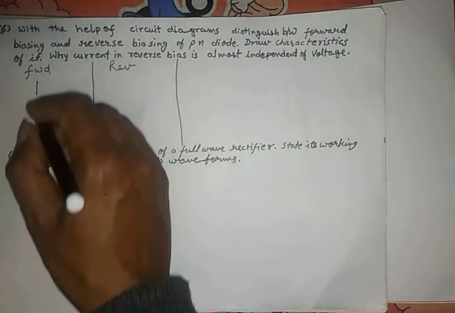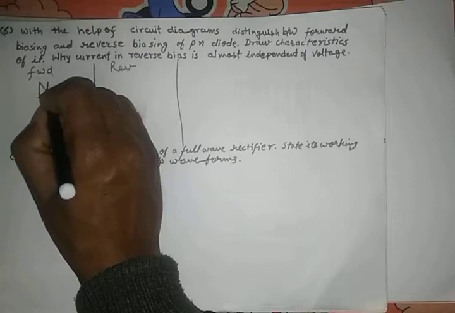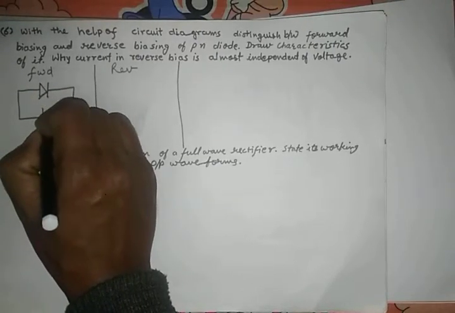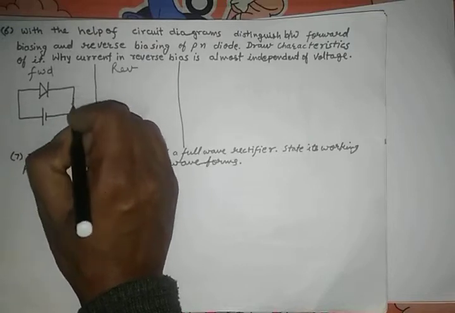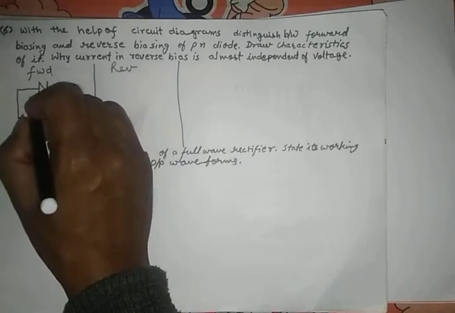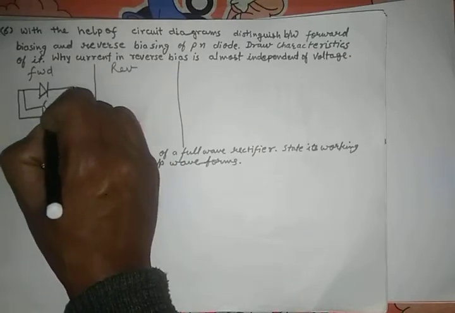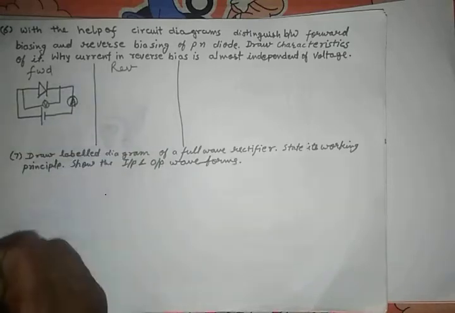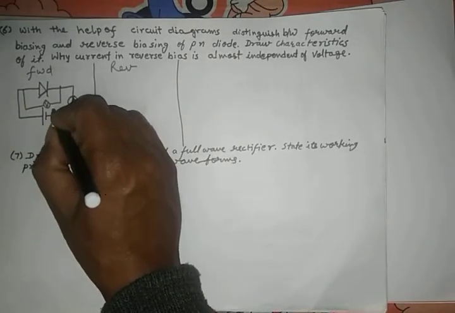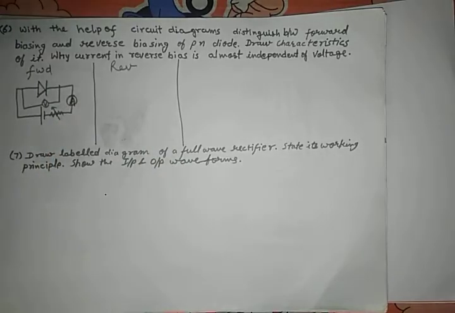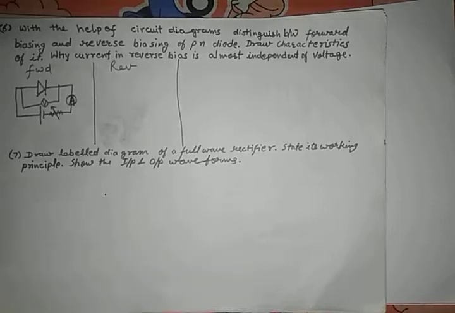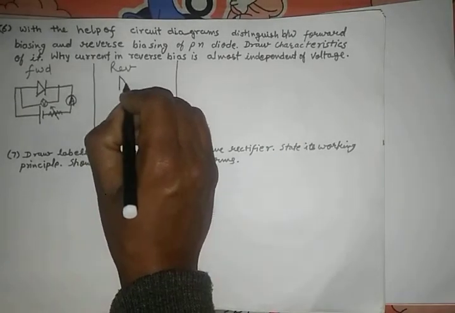So in forward bias, this is the PN junction diode, and here positive to positive, and here we will connect an ammeter and a voltmeter in parallel to this. And one more thing, a rheostat, by which we are varying voltage and hence current is also varying. So in the same way, reverse bias.